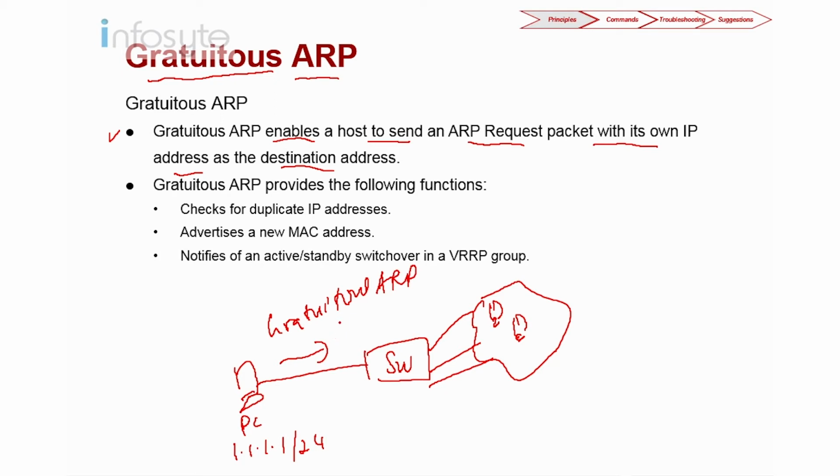And who is the destination? The destination is yourself. Now, why you want to do that? The reason why you want to do that is because of these three reasons. The first is to check for duplicate IP.